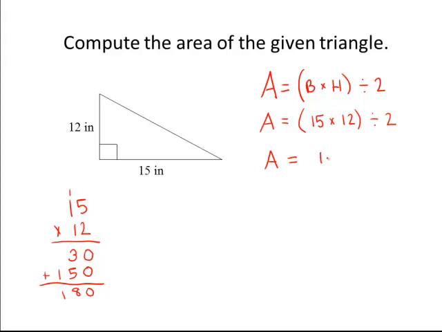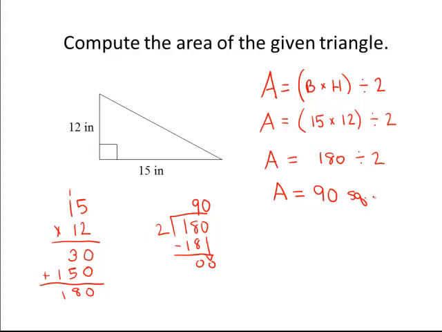So area equals 180 divided by 2. 180 divided by 2 is 90. So the area of this triangle is 90 square inches. You can also write that as 90 inches squared.